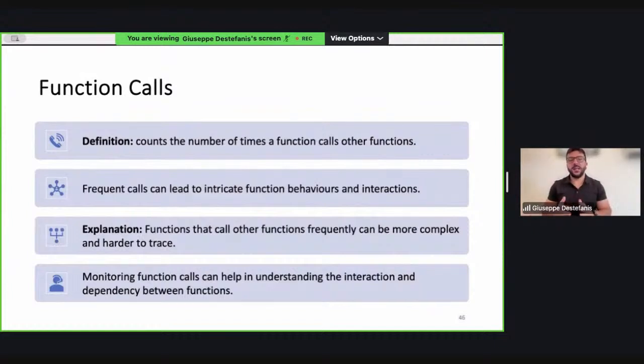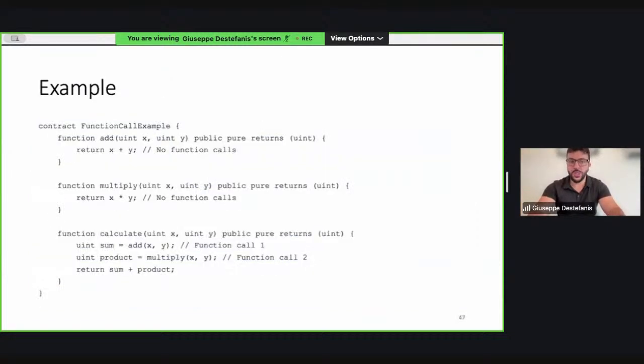Function calls is another metric, telling me the number of times that a function is calling another function. And if I have frequent calls, then there are complicated behaviors of interactions. Again, function calls, why are they important? Think about yourself doing a specific task, and if you are well organized and you know what to do, you go and perform your task. If you need the input of someone else, you start calling other people on the phone, and this is going to slow down your task. Again, very basic example, but it gives you an idea. When you have to rely on other functions or on other people for doing something, the level of, let's say, complexity is growing. And again, the trace of what's happening can be complicated here. So I need to consider what's going on.